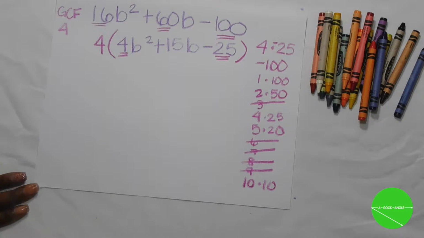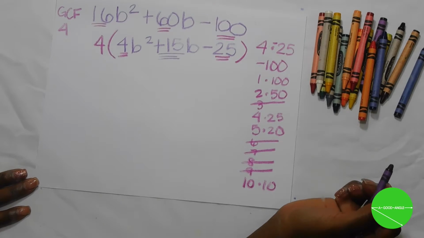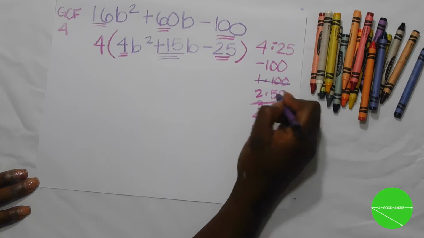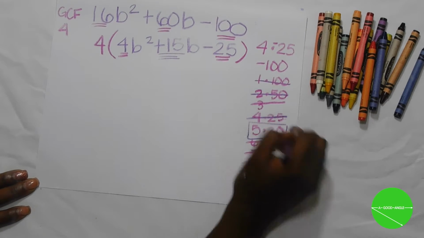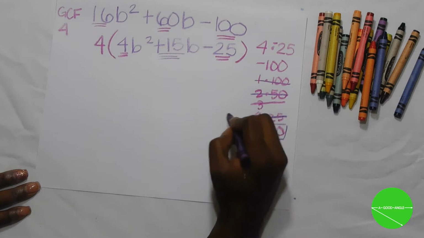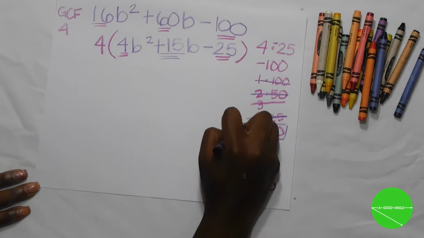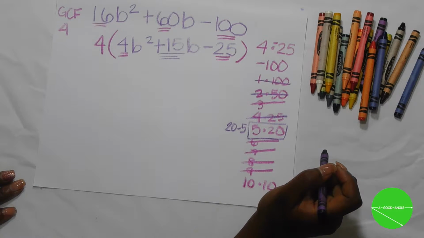Then I look for the magic pair that's going to add to give me a 15. If I'm going through my list, I can cross off the ones that are not going to give me a 15, and then I can see 5 and 20 can give me a 15. That would be 20 minus 5 to give me that 15, which is what I want.